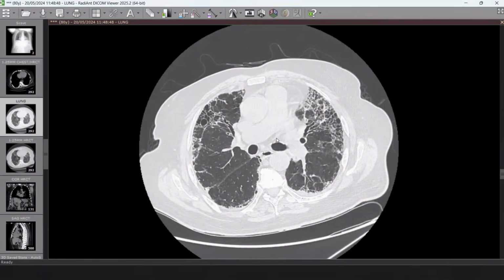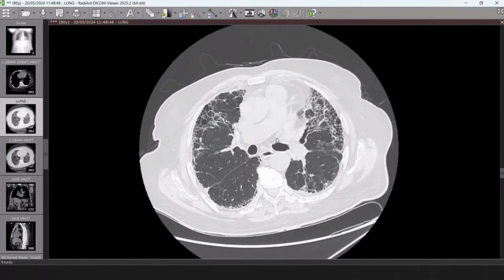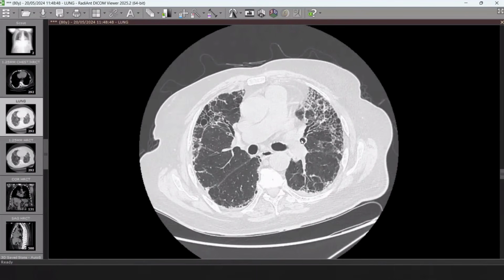What do you think the cystic changes, the cystic honeycombing, which area is most involved in this slice? Anteriorly. Yes, part of the anterior lobes. This is called the anterior lobe sign. This sign can suggest underlying connective tissue disease. This sign is called the anterior lobe sign.